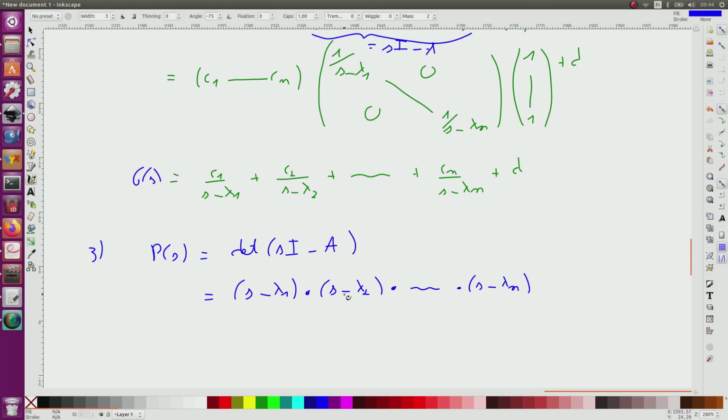So to study the stability, I just have to check that these roots, so these lambda 1, lambda n, are all in the left half plane. No one should be in the right half plane. They are all conjugate and should be symmetric with respect to the real axis.